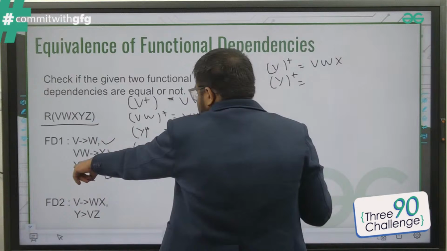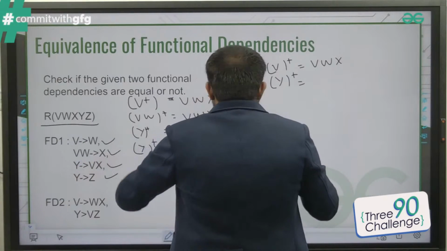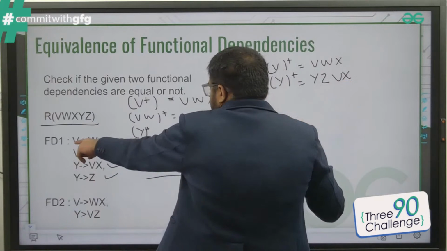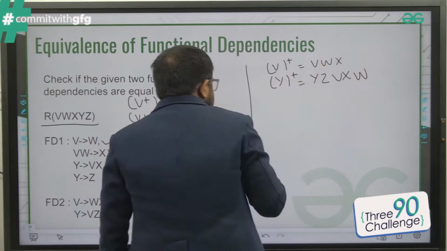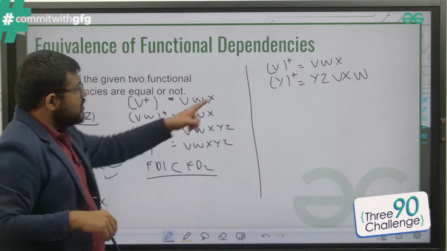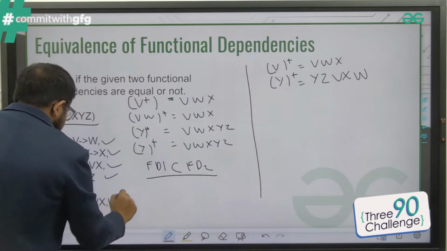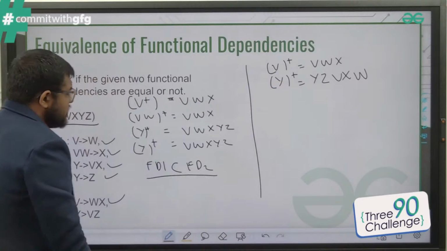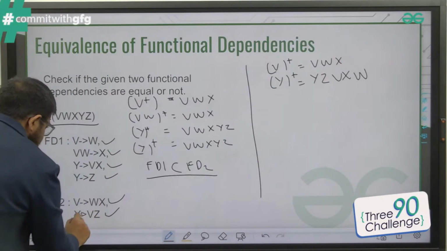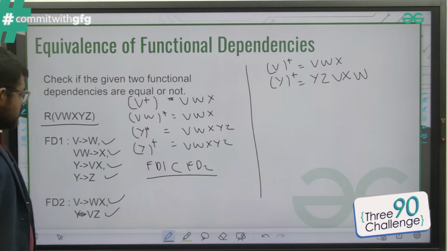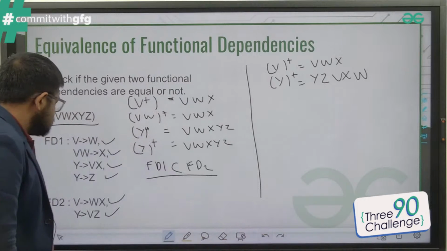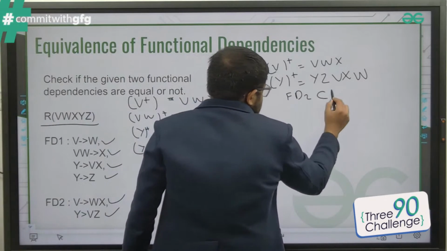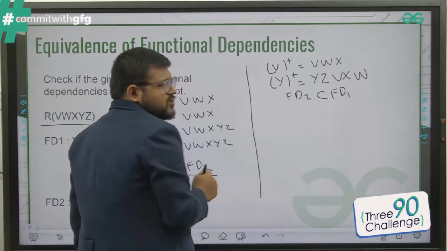What will be y plus? Y will give me z and it will give vx. So y can give y, z, vx. V can also give w. So from y I can get everything. Now, v gives me wx, is it there? Yes. Y gives me vz, is it there? Yes. Okay, so from this I can say functional dependency set 2 is a subset of functional dependency set 1, because the expressive power of functional dependency set 2 is also present in functional dependency set 1.